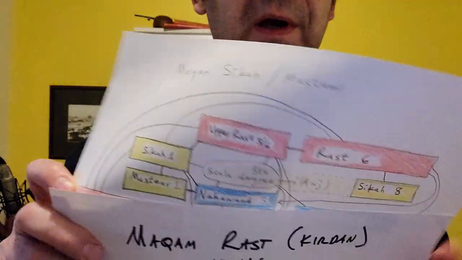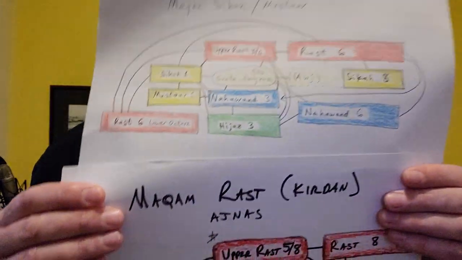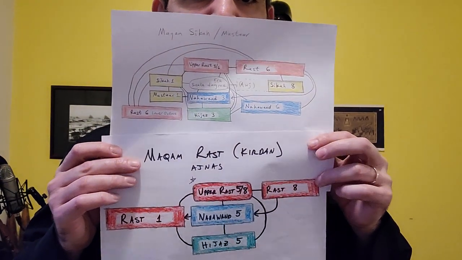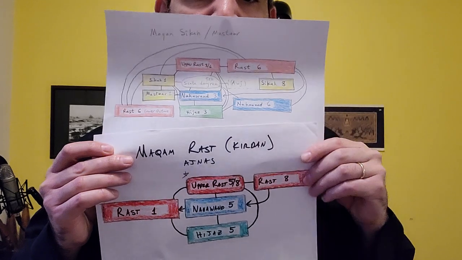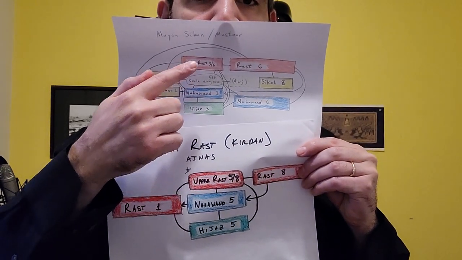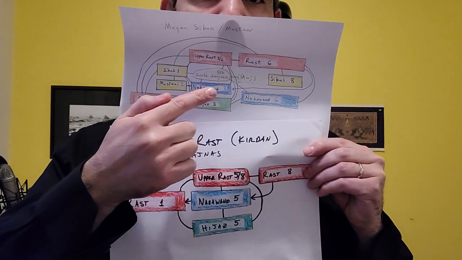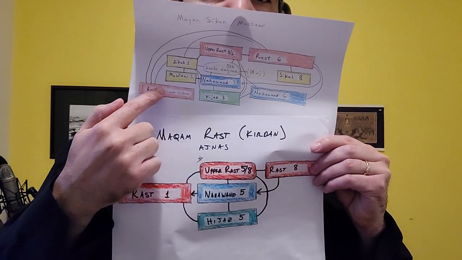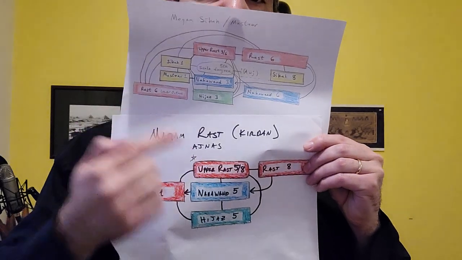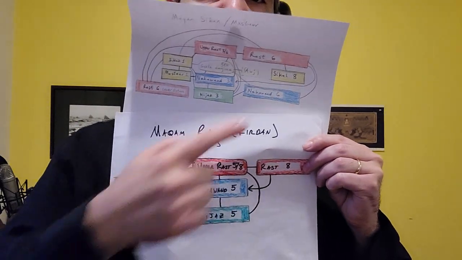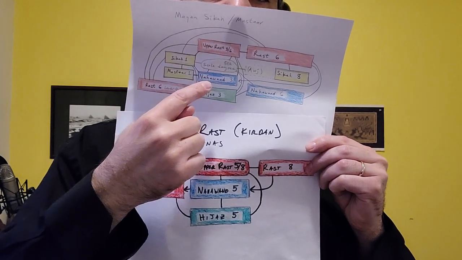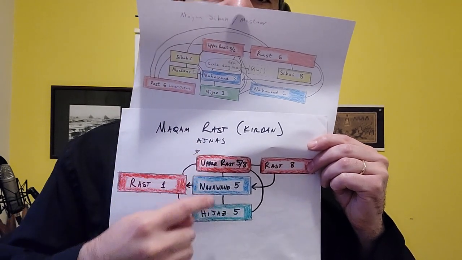So the similarity, let me just see if I can make these appear side by side so you can see them. So the similarity here is really this rust in both places, the upper rust, the nahawand, the hijaz, and the rust down here, all in the same relationship to each other. Rust, rust, rust, you see rust, rust, rust, and then upper rust, nahawand, hijaz, upper rust, nahawand, hijaz.